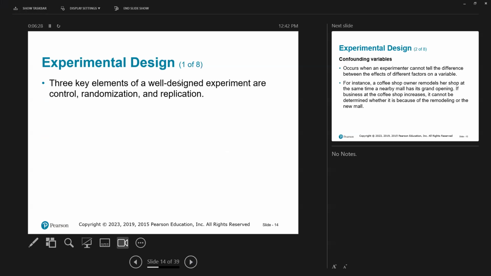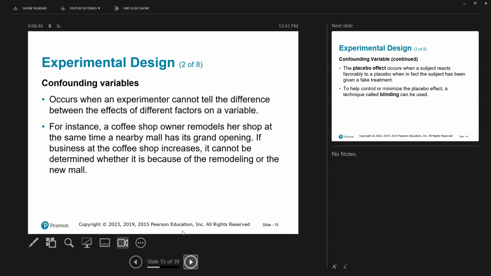So now when we look at the experimental design, which will have 8 parts, the 3 key elements of a well-designed experiment are control, randomization, and replication. These are the 3 key elements of a well-designed experiment: control, randomization, and replication.